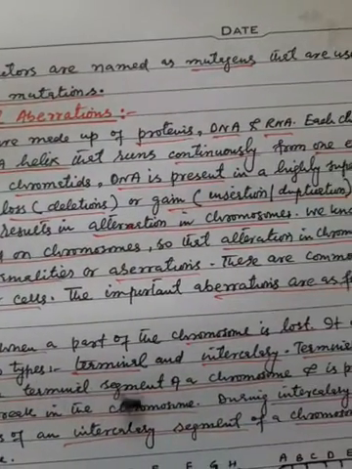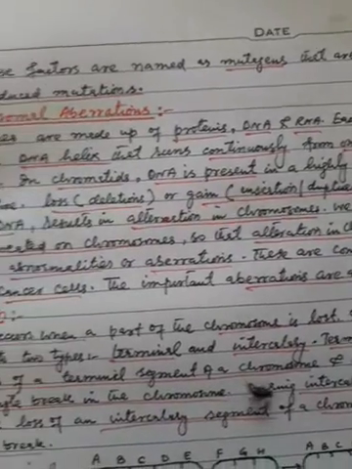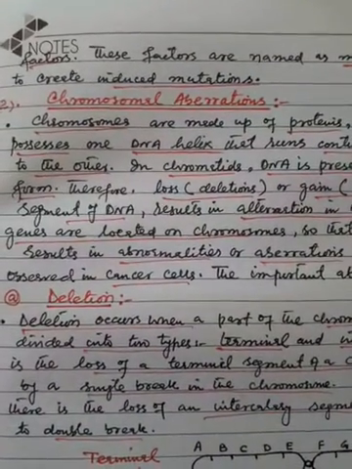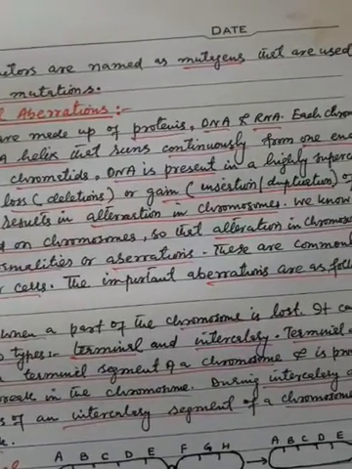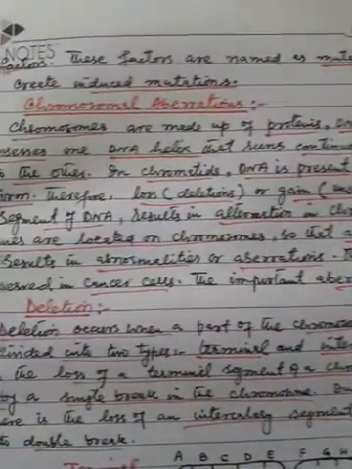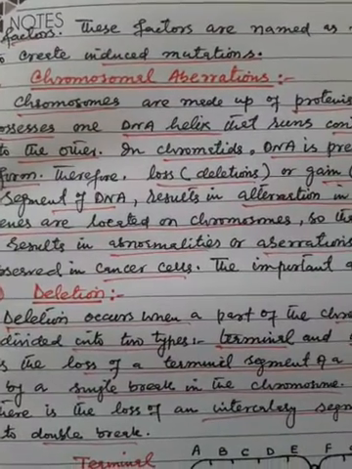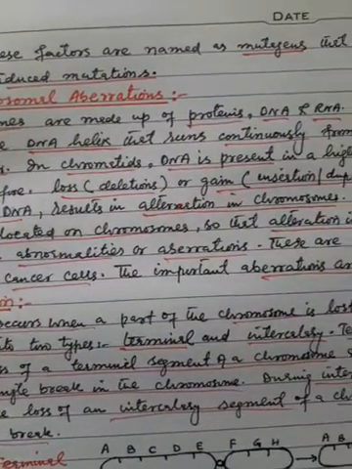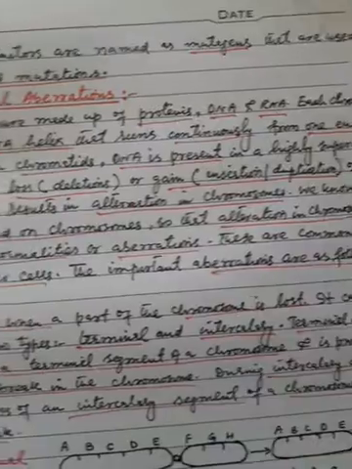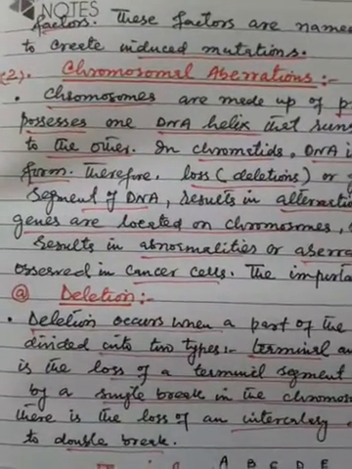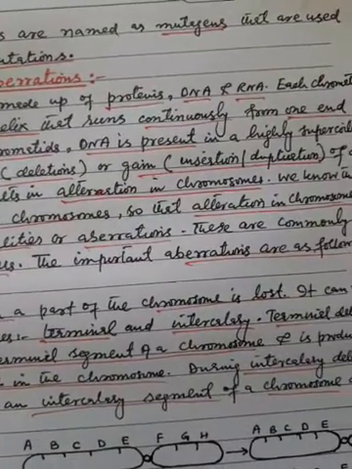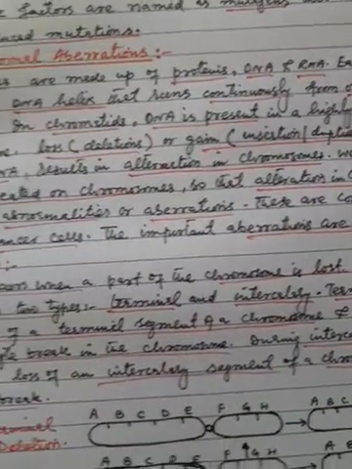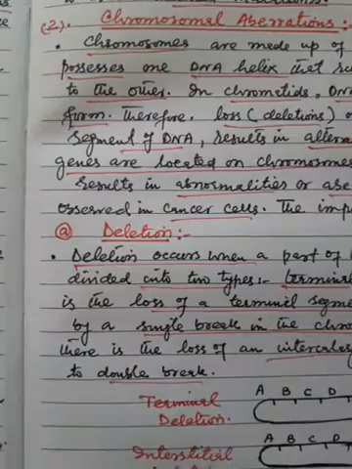in chromosomes. We know that genes are located on chromosomes, so alteration in chromosomes results in abnormalities or aberrations. These are commonly observed in cancer cells. The important aberrations are as follows. Number one, deletion.